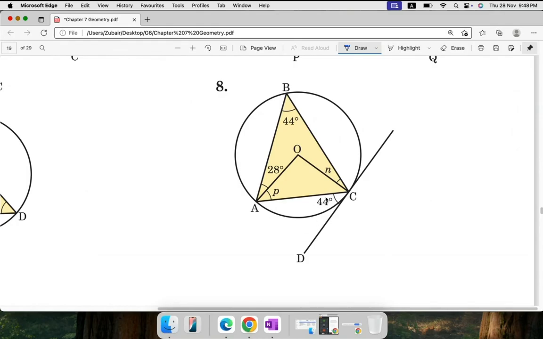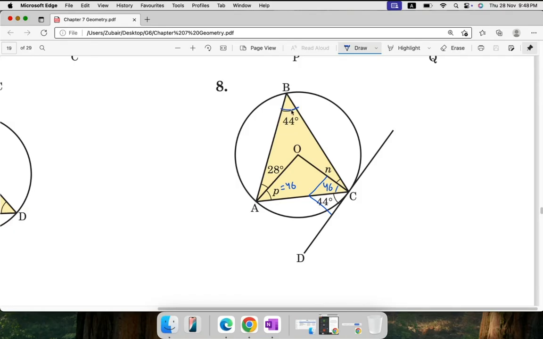So P will be... no, this is one 90, right? Now radius and tangent. OC is radius and DC is tangent. So if we just subtract that 44 from 90, we're left with 46. So P is 46, right? Yes, sir.